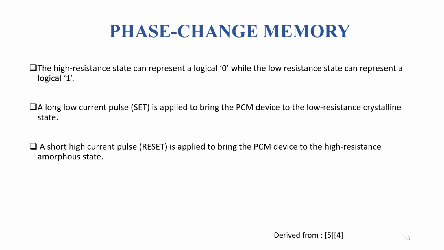So a high resistance state can represent a logical zero, while a low resistance state can represent a logic one. A low current pulse, set, is applied to bring the PCM device to the low resistance crystalline state. A short high current pulse is applied to bring the PCM device to the high resistance amorphous state. I have already discussed the set and reset operation.